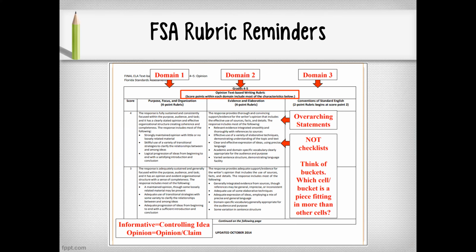But what I also need you to know about those bullets is that we do not use them as checklists. So it's not, okay, if you got 4 of these bullets, then you're definitely this, or you had 2 bullets over here, but only 1 bullet over here. I want you to think of them more as buckets. So which cell or bucket is a piece fitting in more than other cells? I use the statement, where is the preponderance of evidence? Is it in the 4 or is it in the 3? Those bullets are really important because they give you more specific information, but they are in no way, shape, or form a checklist where a student has to have a certain number of those in order to meet the criteria of that score.